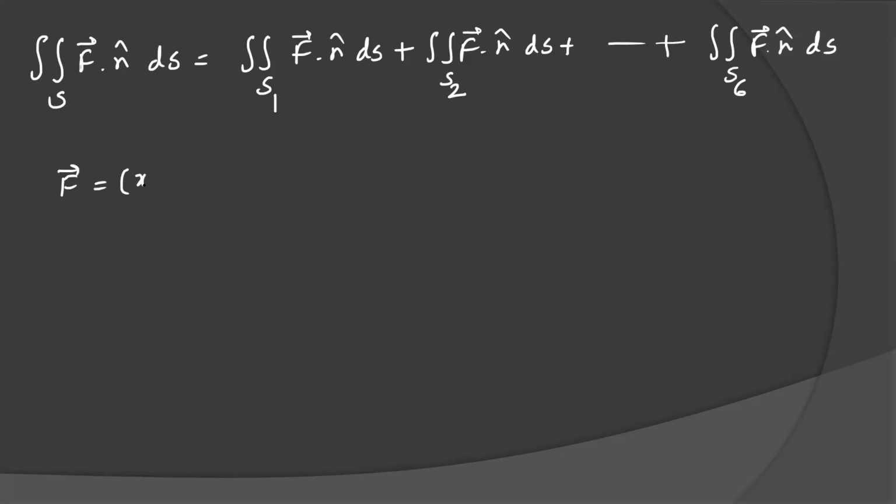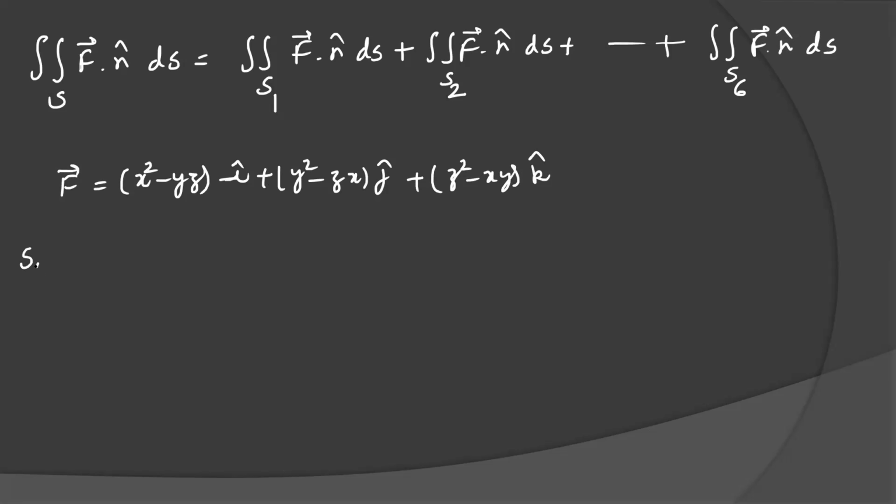F is given as x square minus yz i plus y square minus zx j plus z square minus xy k. Now I am taking the first surface S1. S1 is the first surface OACB, and its n cap is minus k cap, and the origin is included.